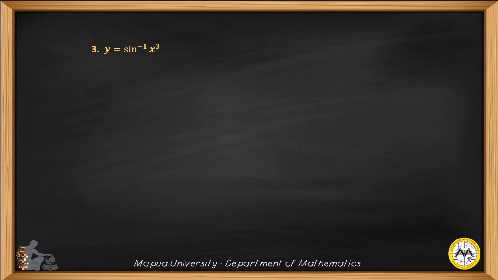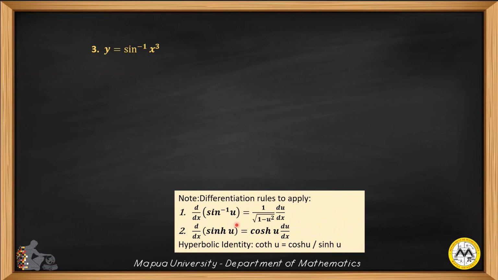Number 3, the function given to us is just an inverse sine function, where y is defined as the inverse sine of x cubed. So this particular function can be fitted into the inverse sine u form. And when you differentiate this given function, we will be applying this rule for differentiation, where our u is x cubed.